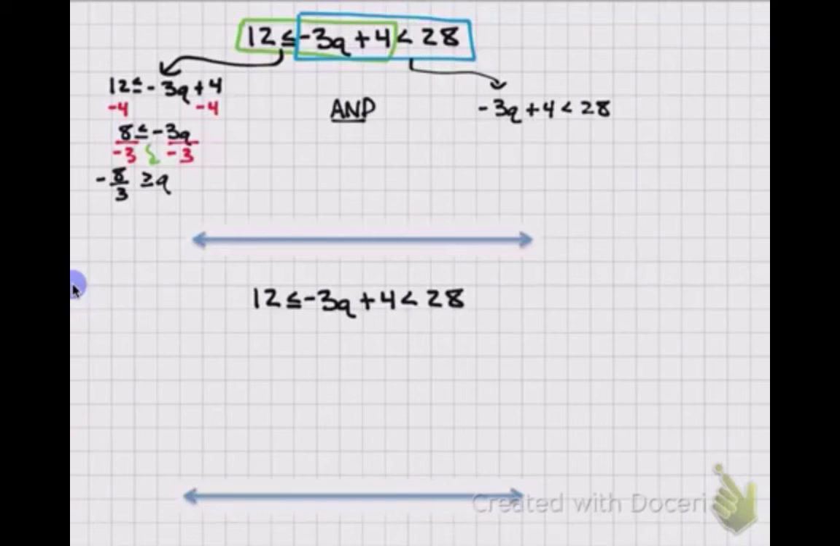On the right-hand side, the steps are going to be exactly the same, right? Just like we subtracted 4 as our first step up here, we're going to subtract 4 as our first step here. Negative 3q is less than 24. Then, just like we divided by negative 3 before, we're going to divide by negative 3 now.